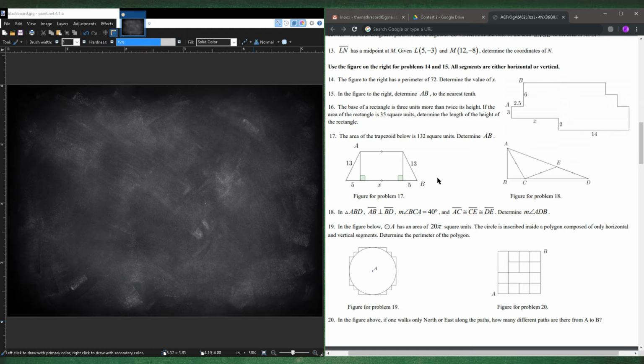Okay, number 17. The area of the trapezoid below is 132 square units. Determine AB.